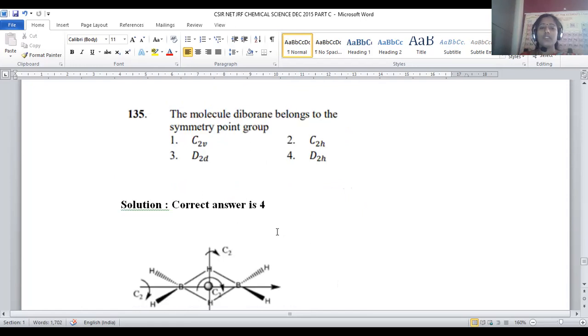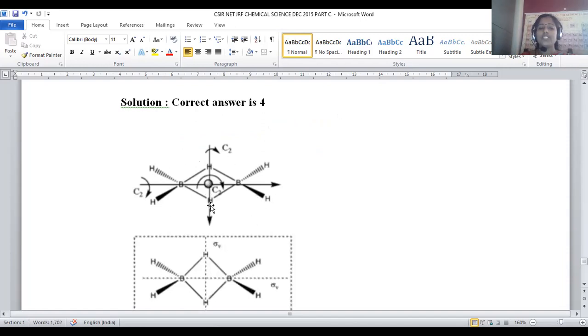Let us move on to question number 135. It is a question from group theory. The molecule diborane belongs to which symmetry point group? Diborane is composed of B2H6, so BH3 is a borane molecule. Being electron deficient, in order to satisfy the octet configuration, it always exists in dimer form with banana bond formation. So when we take this diborane, three centered two electron bonds will be there, and this is a representation of diborane where we have 2 hydrogen bridges and 4 terminal hydrogens.